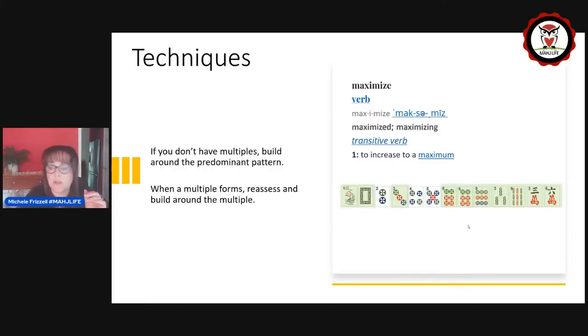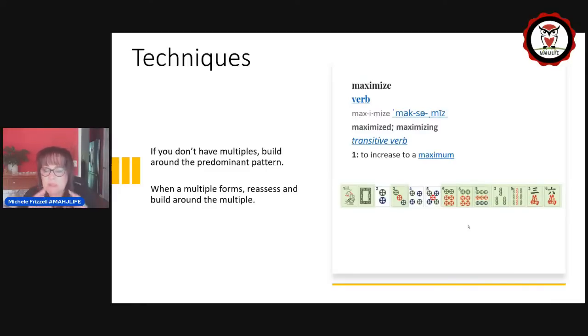You've got to think about what you're passing though, because here we have 2-4-5 with the tiles we wouldn't use. That would be a pretty risky pass. I probably would release the 3 bam since it's isolated from the 9 bam, and instead of passing the 4 dot, swap that out with the 3 bam.